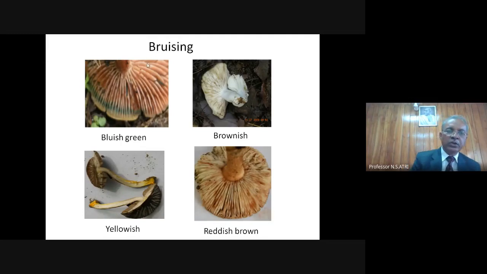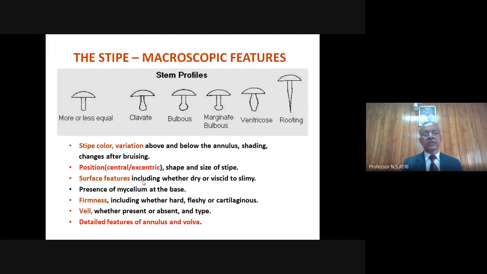You can see bruising also is an important character. I referred you here, you can see the bruising. Otherwise the gills are carrot colored, and you can see this bluish greenish shade where injured. It is developing brownish patches here. It is turning yellowish. You can see this turning yellowish when exposed to the environment. So like that, you have all such characters.